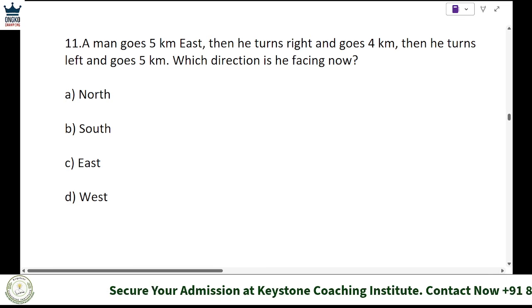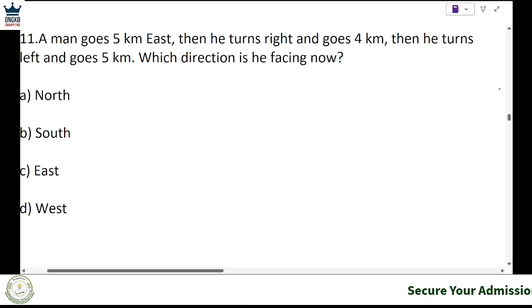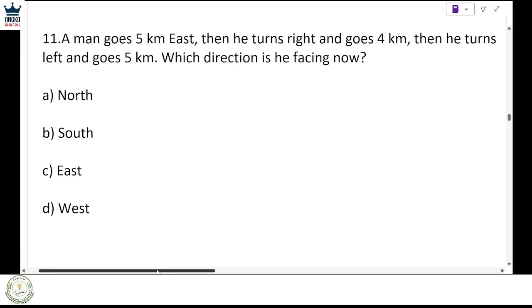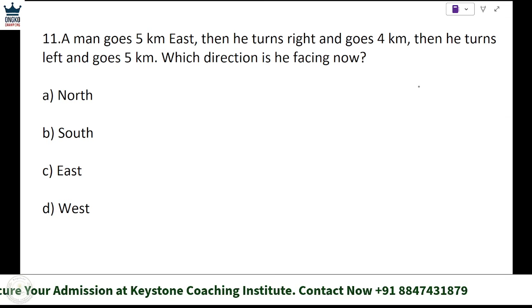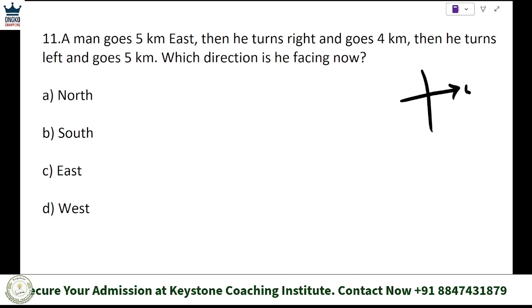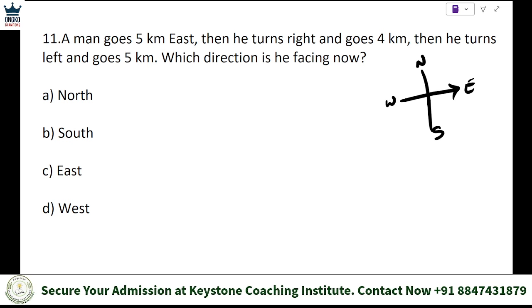We have question number 11. This is from direction, reasoning. If a man goes 5 kilometers east. So this is east, this is north, this is south, this is west. East is here, so the man is here.